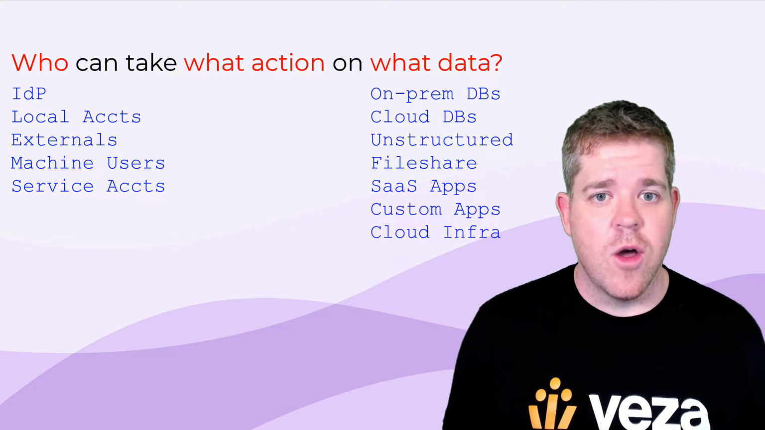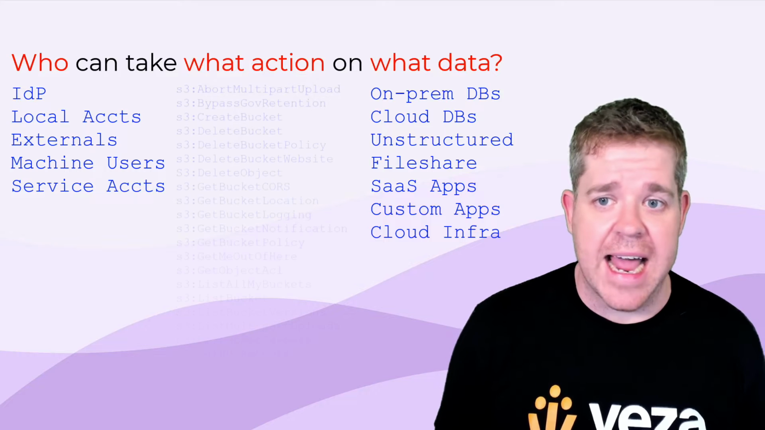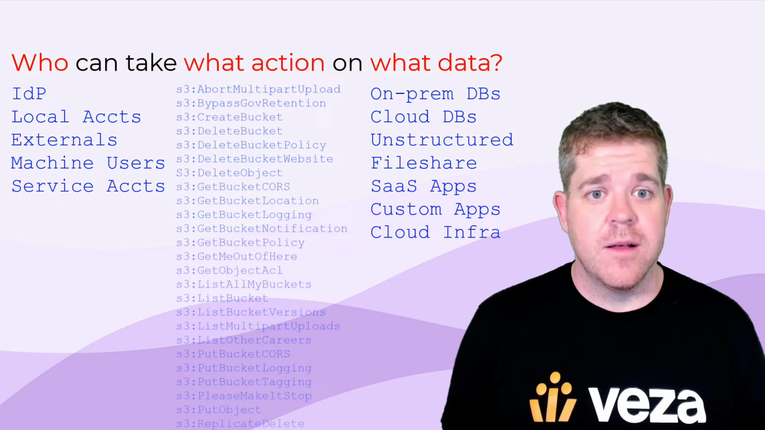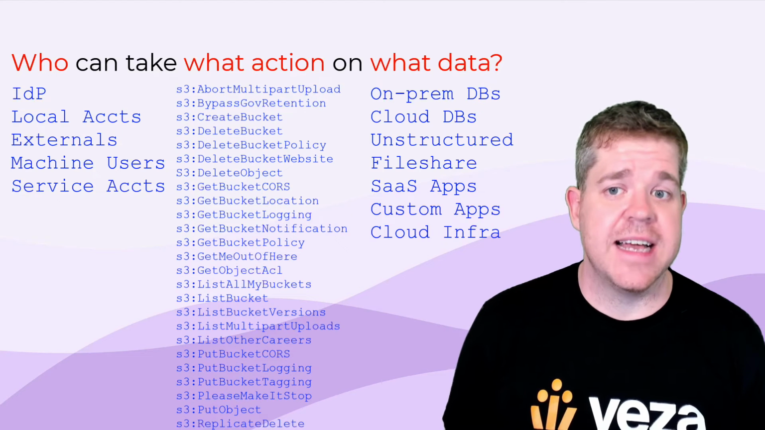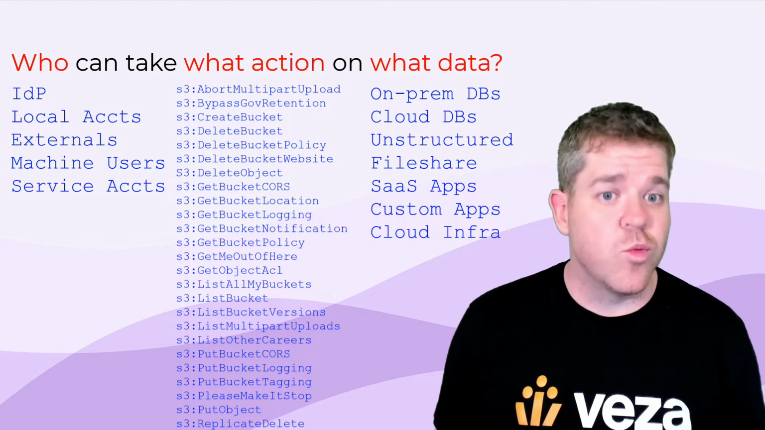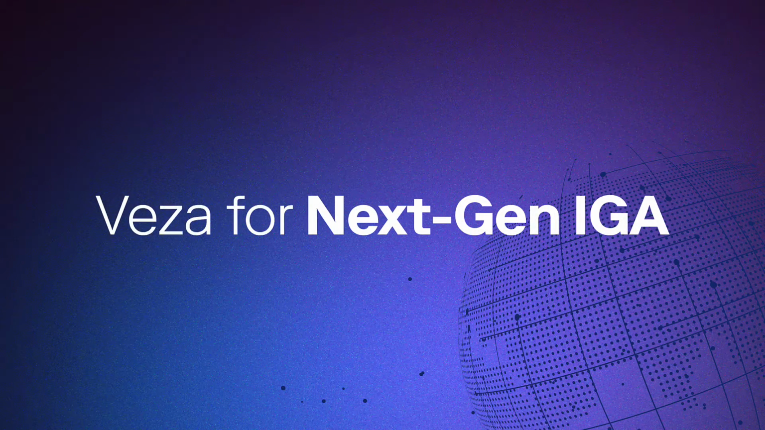Even understanding what action depends on knowing dozens of complex IAM standards. For example, there are almost 100 possible permissions you can have on an AWS S3 storage bucket. That's one resource type on one cloud provider. To make sense of all this complexity, you need Nextgen IGA capabilities.